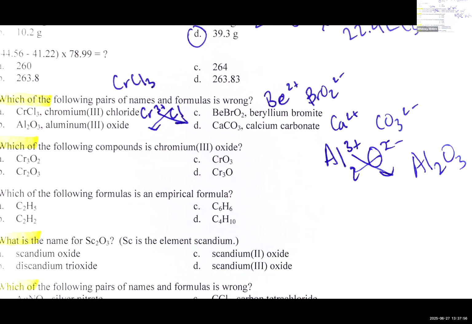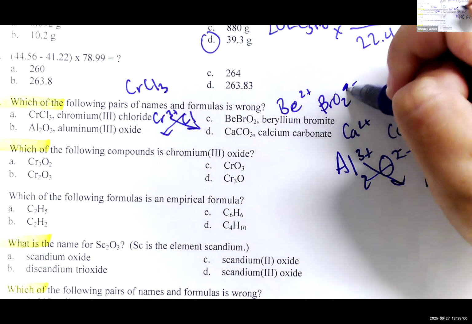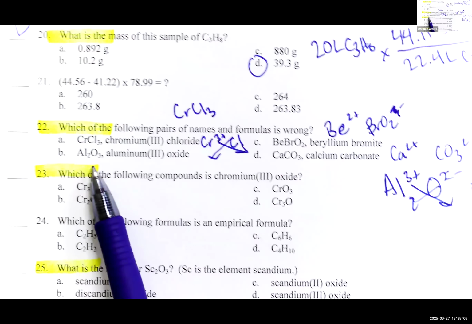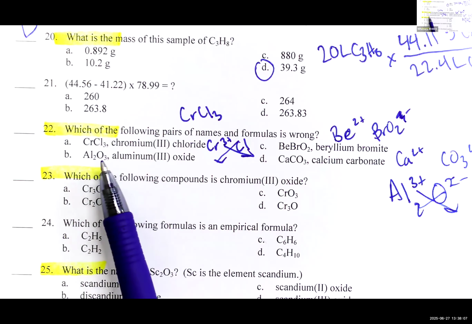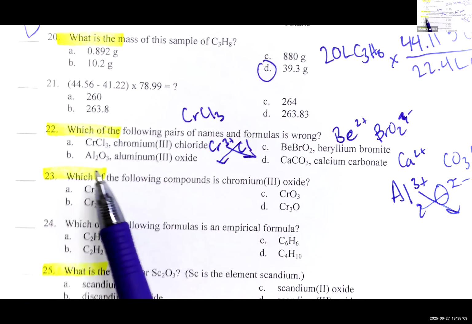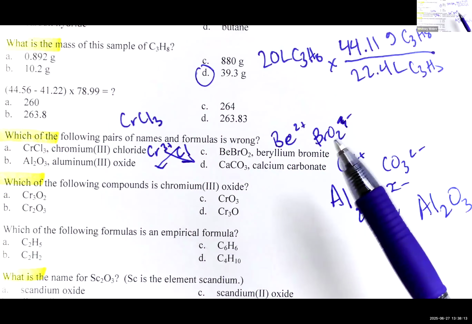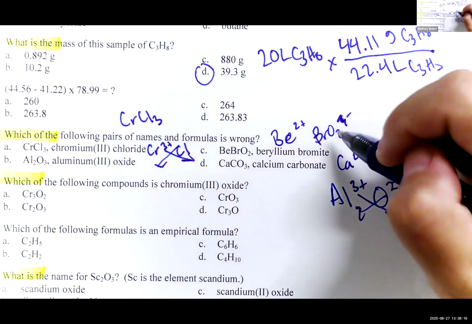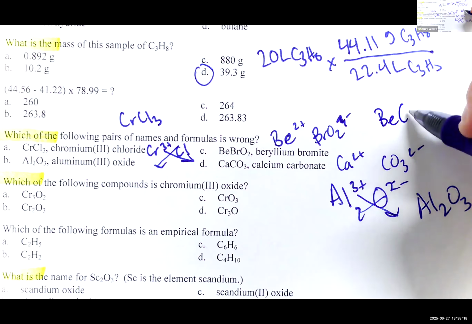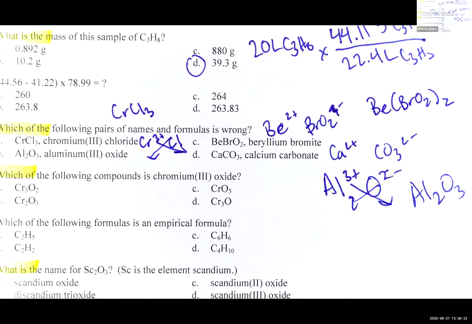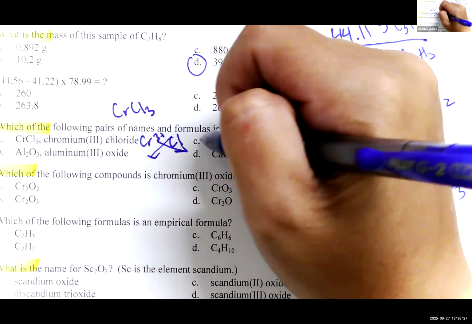So what is the wrong answer? Wait, I messed it up. That's where I messed it up. In my head, I accidentally flipped these numbers. I had it as Al3O2, and that's where I went wrong. Sorry, BrO2 is a 1 minus, not a 2 minus. So this one would be crisscross. This would be BeBrO2. That would be the correct version of that. I am so sorry. So this one will be C.